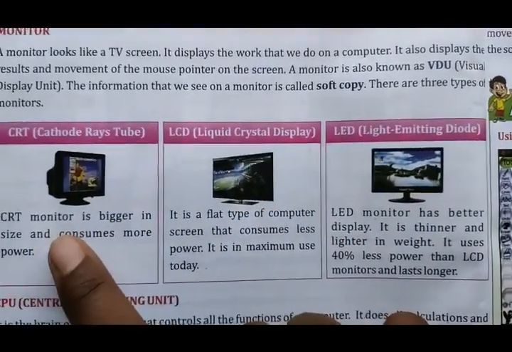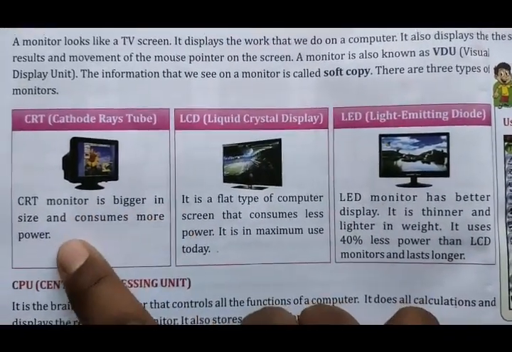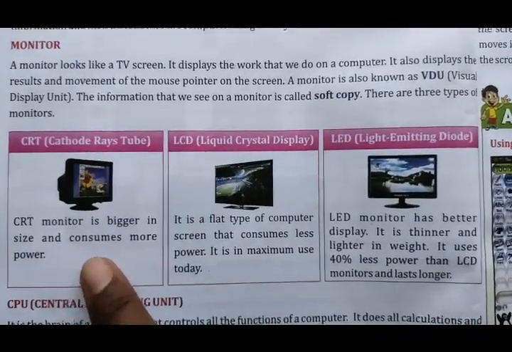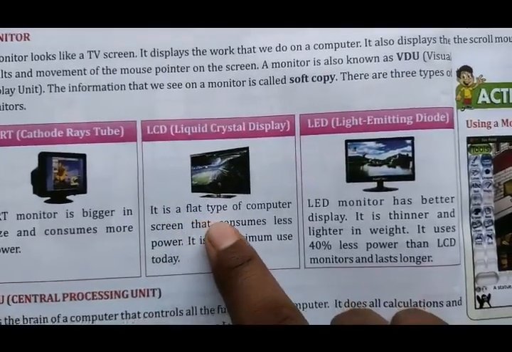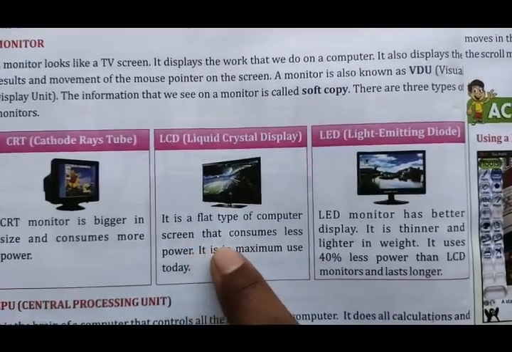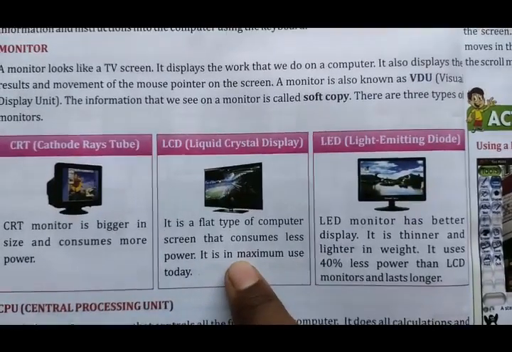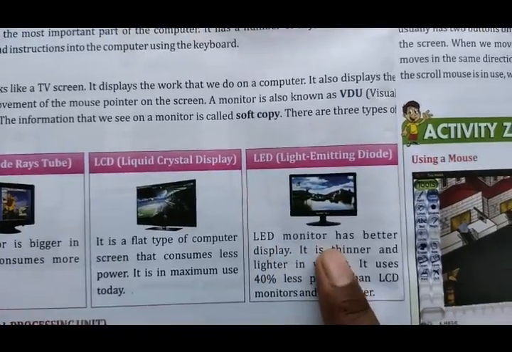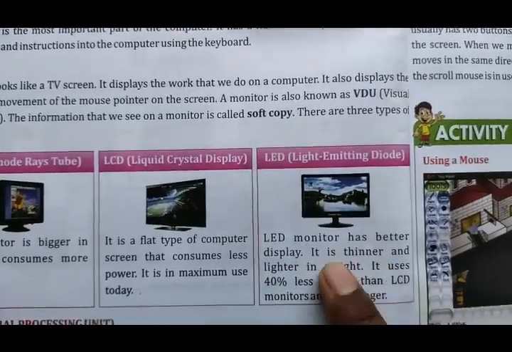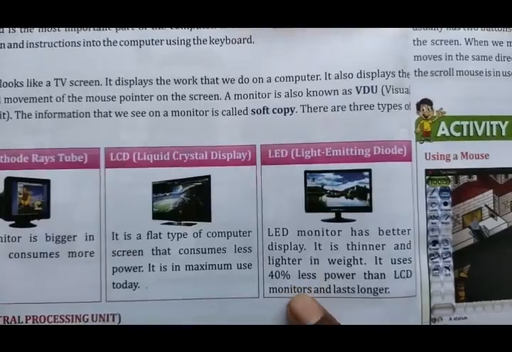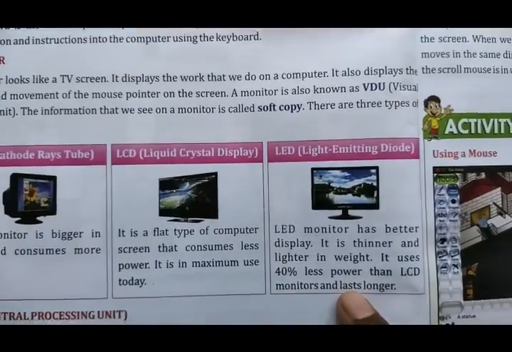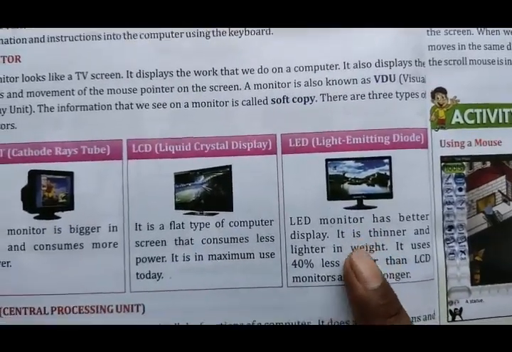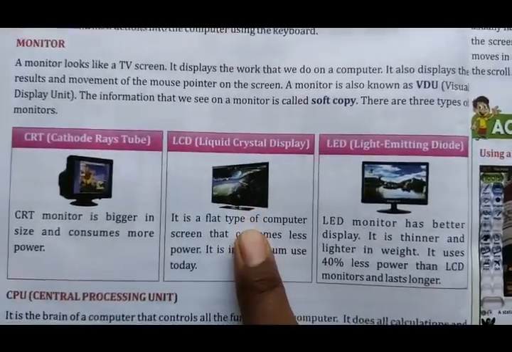Okay, remember these things. CRT monitor is bigger in size and consumes more power. More power means more electricity. Next, LCD is a flat type of computer screen that consumes less power. It is in maximum use today. Okay. Next, LED monitor has better display. It is thinner and lighter in weight. It uses 40% less power than LCD monitor. So it will consume less power than this, and it will consume less power than this.